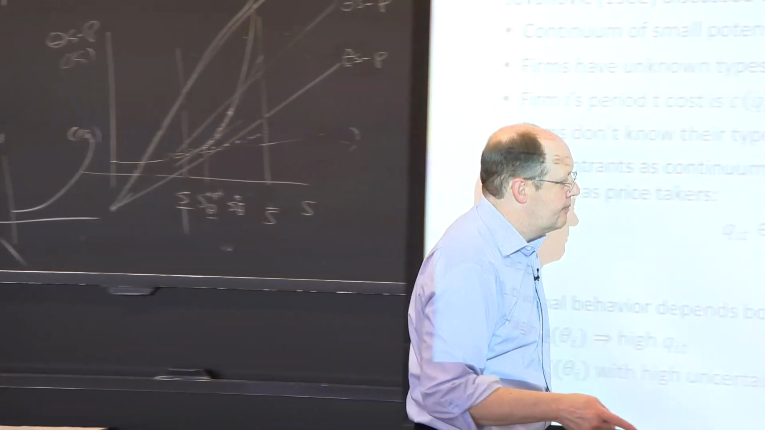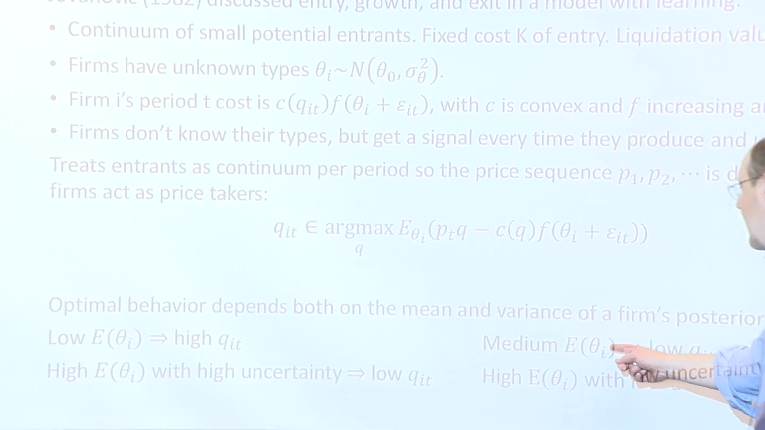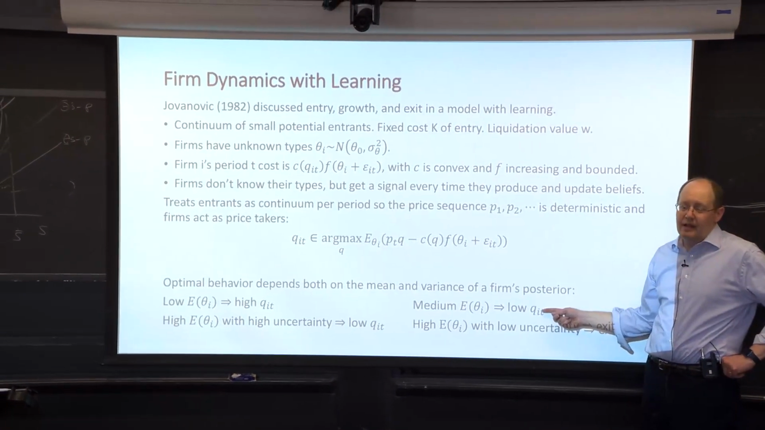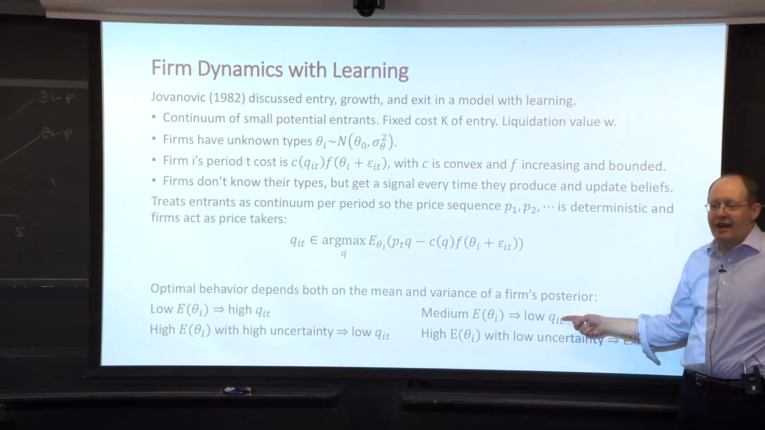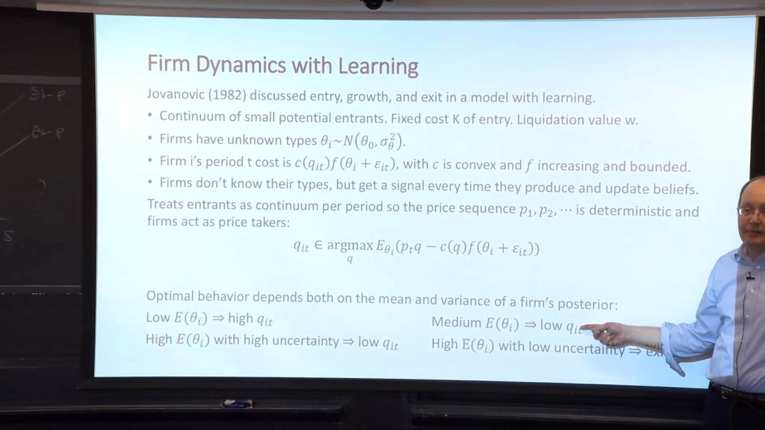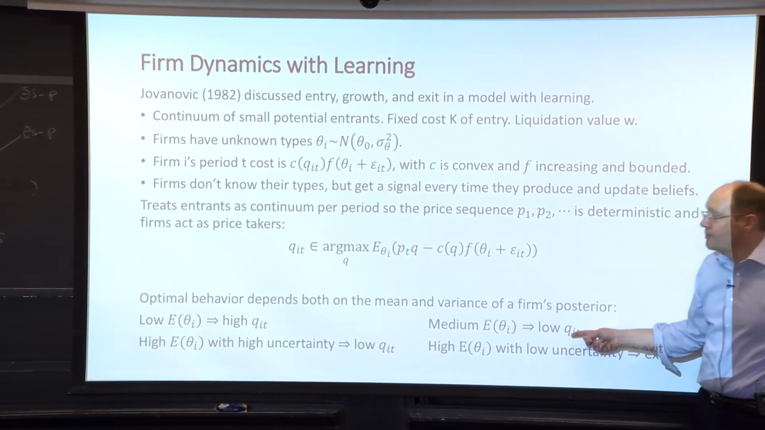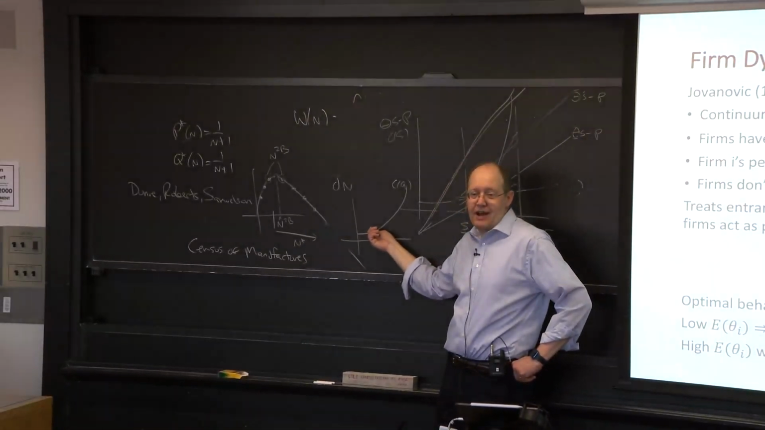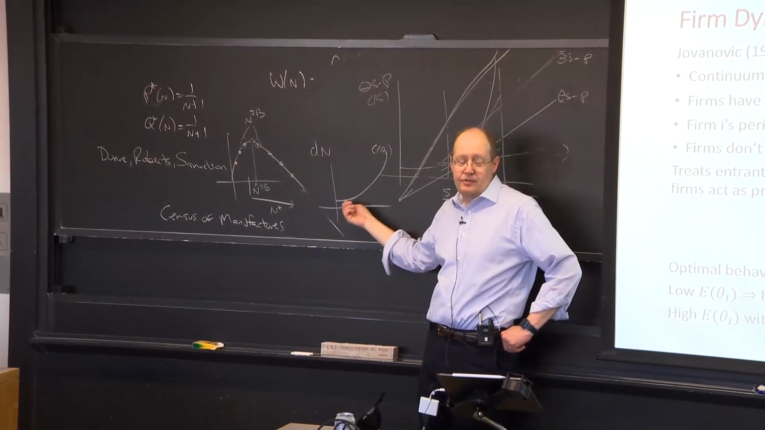If I have a medium expectation of theta, then I'm going to produce some low quantity. I'm going to hope that I'm better than I think I am, but I'm just going to produce the units I can produce cheaply, produce my initial cheap units, and then leave it at that, and then hope that I find out I'm better, but at least make a profit on the ones that I produce.